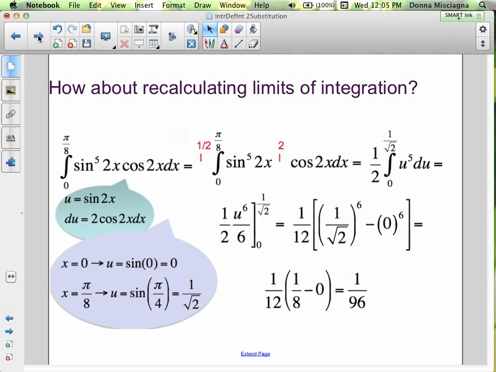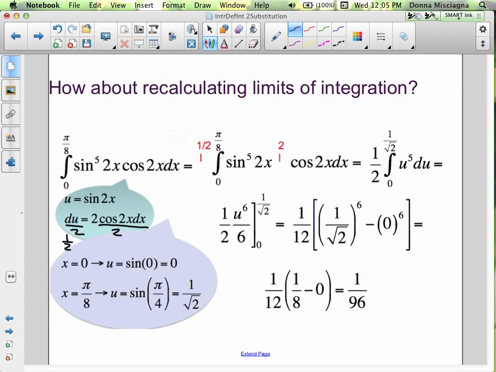We take the derivative of both sides, so the derivative of u would be du, with the dx moved over. The derivative of sine 2x would be a chain rule, so we'd have 2 cosine 2x, and we happen to have cosine 2x dx, but no 2. So we're missing the 2 again. We will just divide both sides by 2, because that 2 is not there.